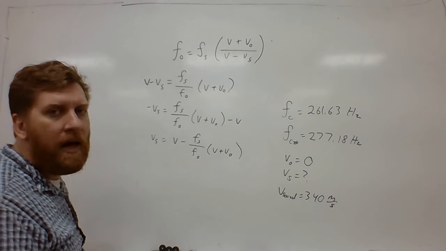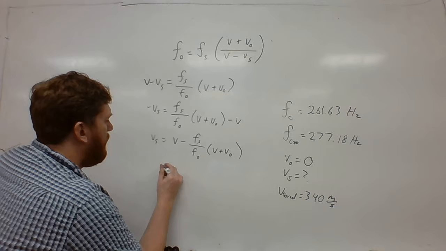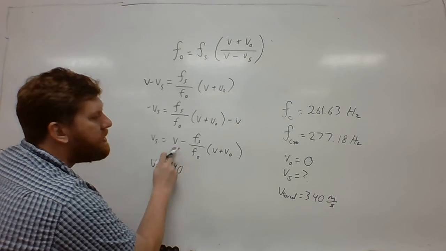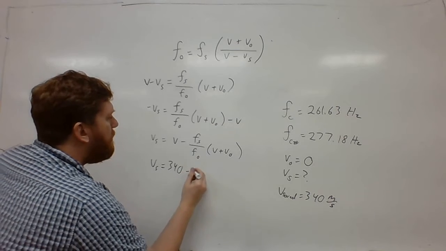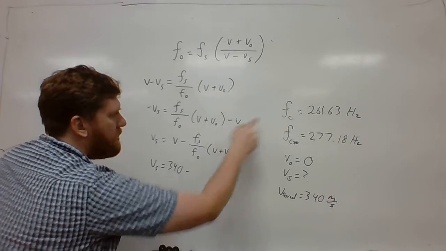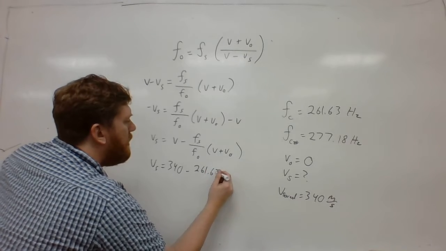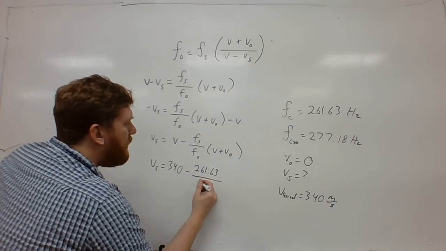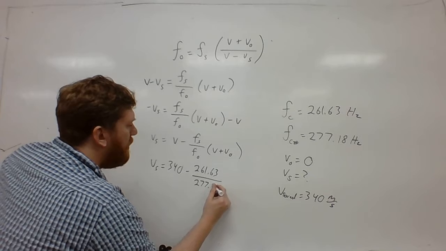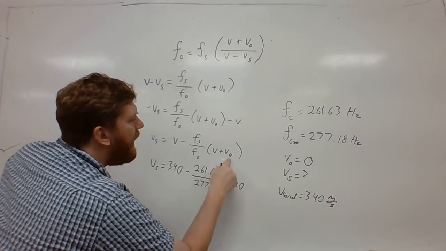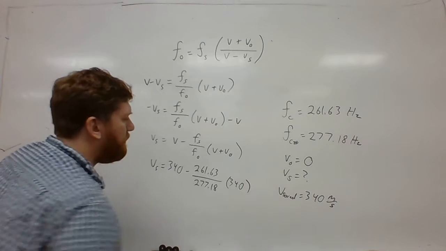Let's plug in all of the other values. Velocity of the source equals 340. Remember, this is the velocity of sound. Minus frequency of the source. The source is your friend who's singing. Frequency that you observe times the velocity again of sound plus velocity of the observer, which is 0.